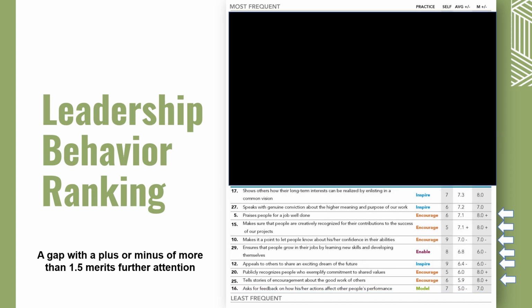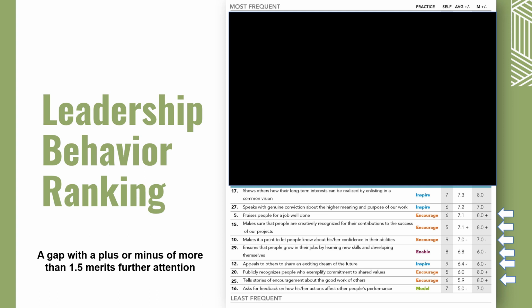Okay, so down at the bottom, these are behaviors that are considered your least frequent behaviors. They're, of course, behaviors people don't see very frequently at all. So what surprises are here? Are there any awakenings, and how are you feeling about what you're seeing? So my question is, if you were to take the LPI 6 months from now, what changes would you like to see? And how can you make those changes happen intentionally?